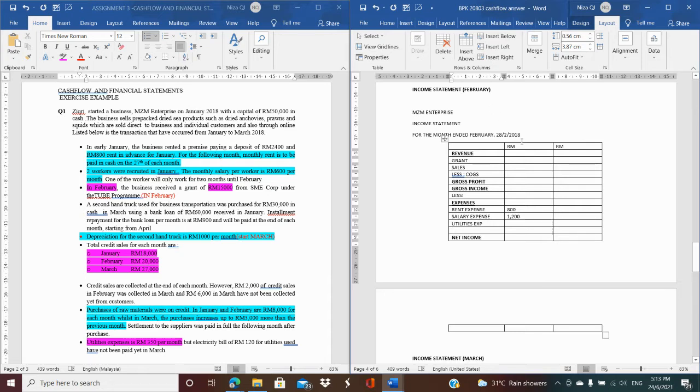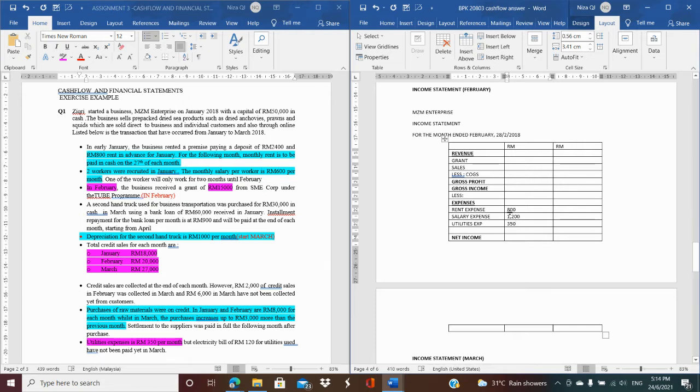Okay, and is there any utilities? Yes. Okay, so utilities is still 350, because even though there are expenses that have not been paid yet, the expenses have already been incurred in February. So 350, it's the same.